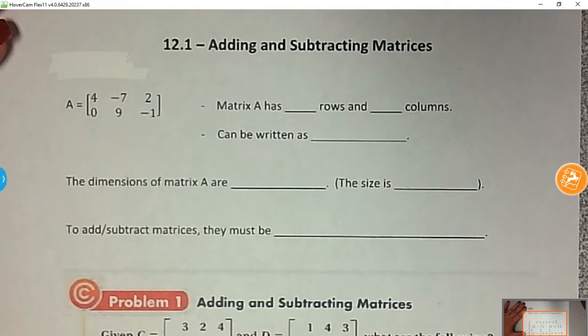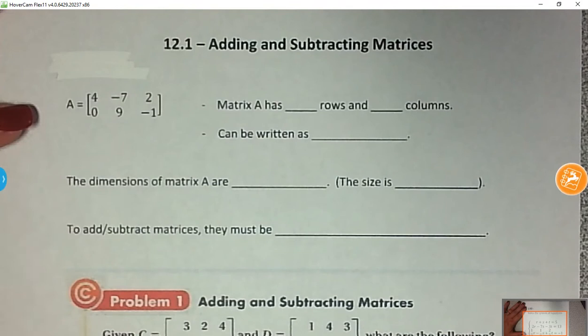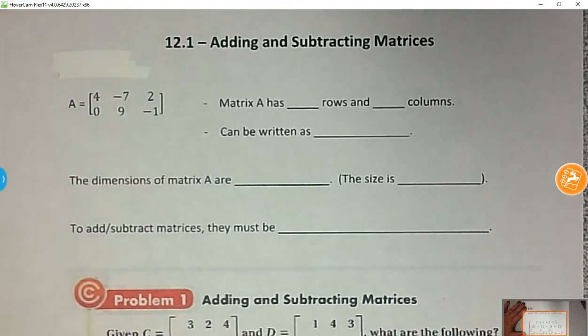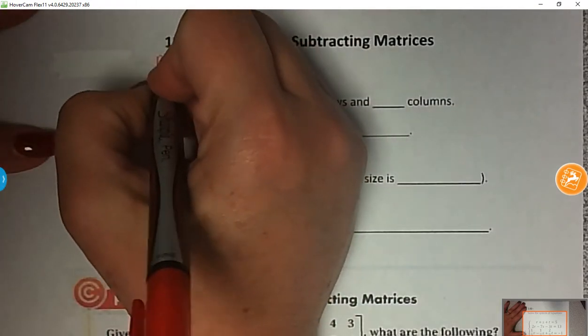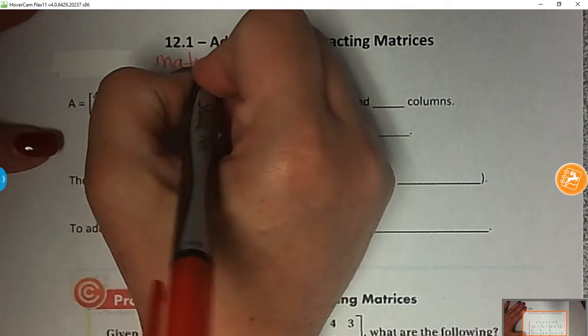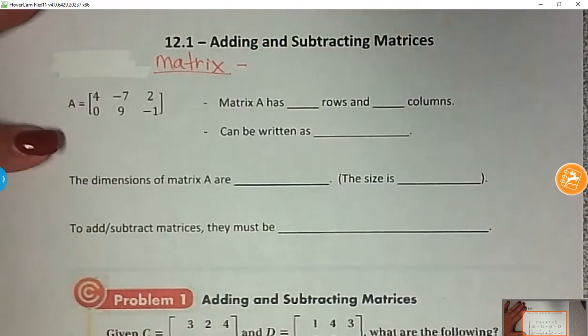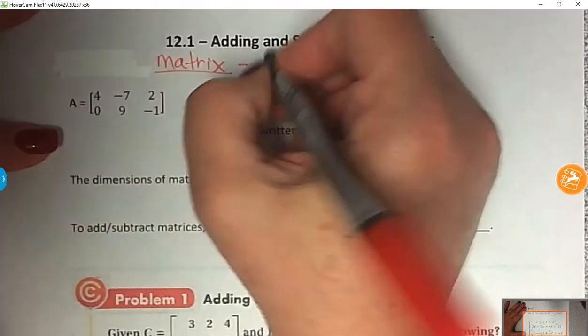Alright guys, today we are going to cover section 12.1. This is on adding and subtracting matrices. So the first thing we need is we need to know what a matrix is. Okay, so here's your definition. A matrix is numbers and or variables arranged in rows or columns.